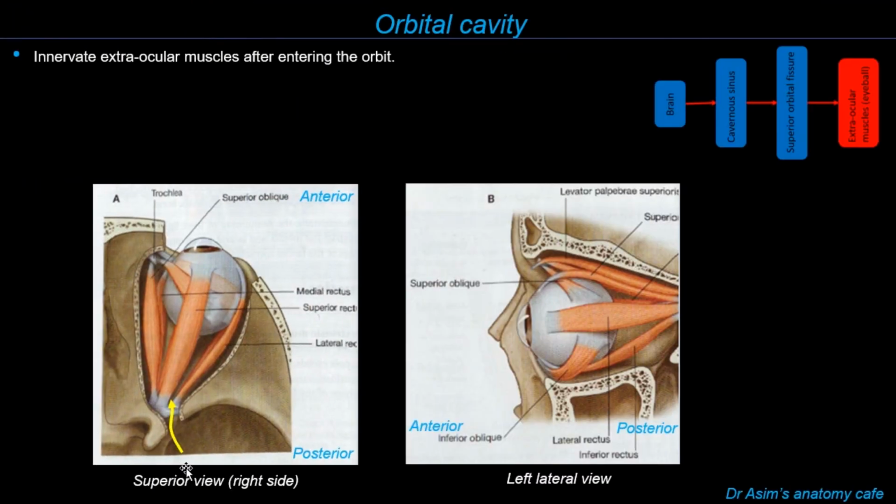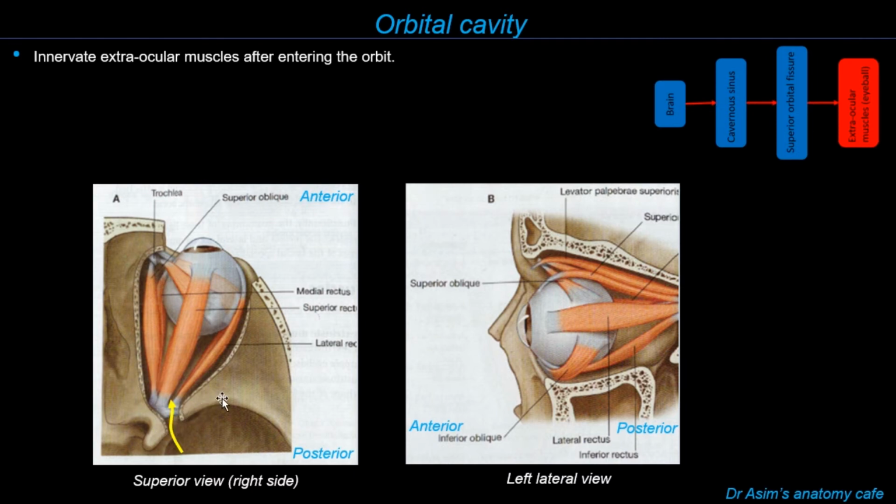Now here you can see the anterior part of the cranial cavity, and you're looking at the cranial cavity from the top. See the orbital plate of the frontal bone on the right side has been taken off. It has been chipped off, and you can see the eyeball and the extraocular muscles residing inside the orbital cavity.